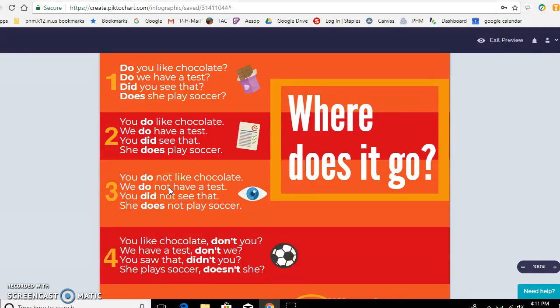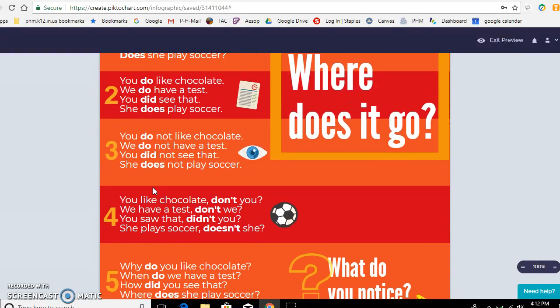And then underneath that, I have a third section, and it says, You do not like chocolate. You do not have a test. You did not see that. She does not play soccer. So in this section, I might be trying to have them realize, okay, it can come right before not. So not only can it come right before the verb, but it comes right before not as well.